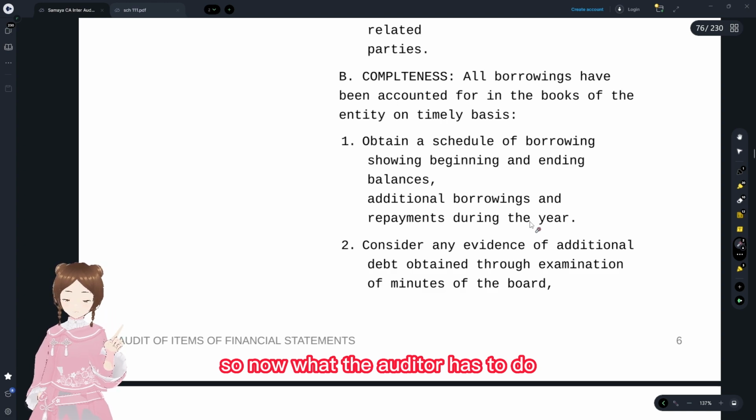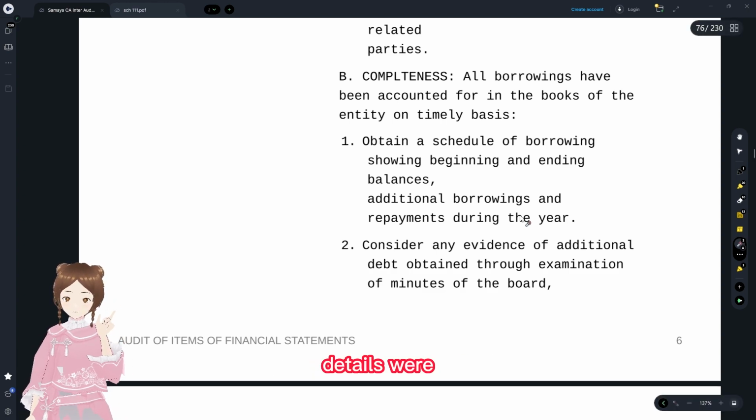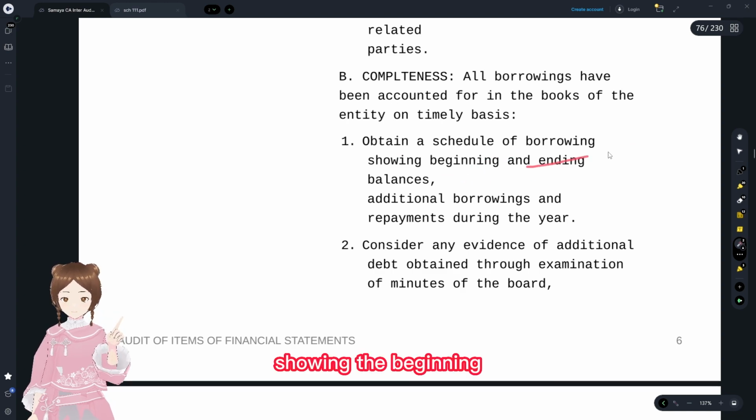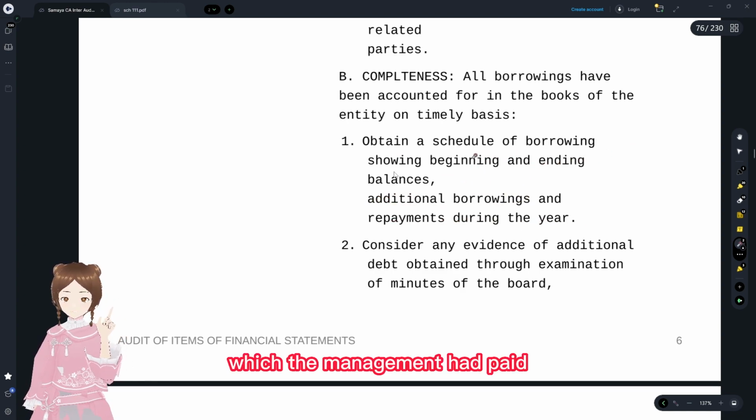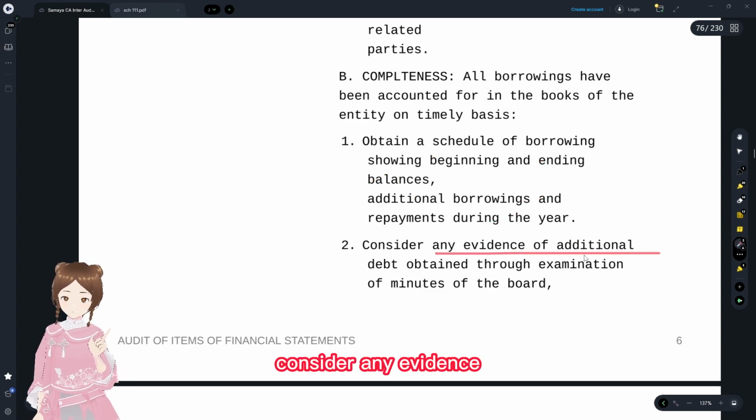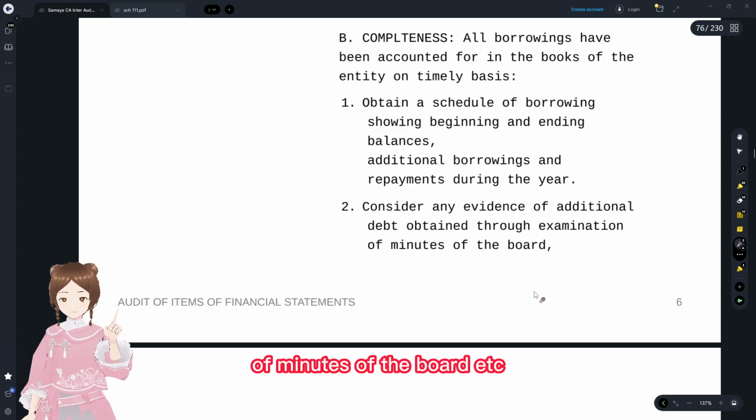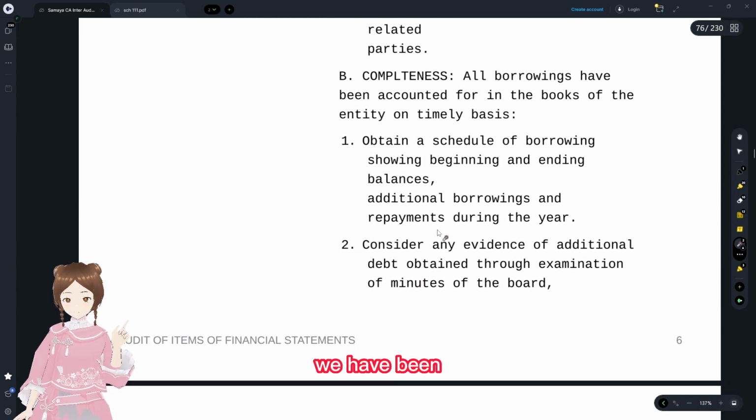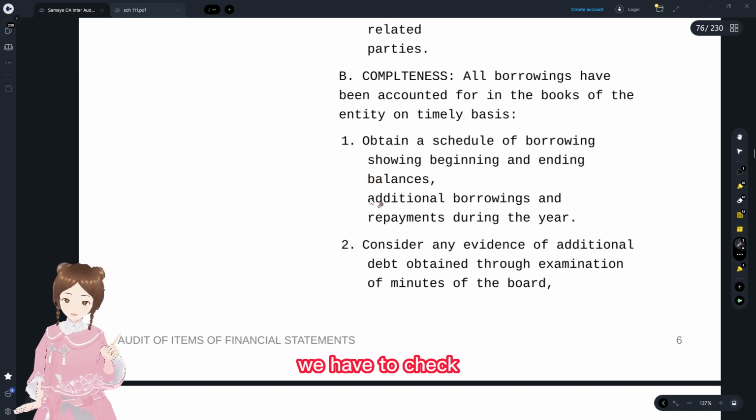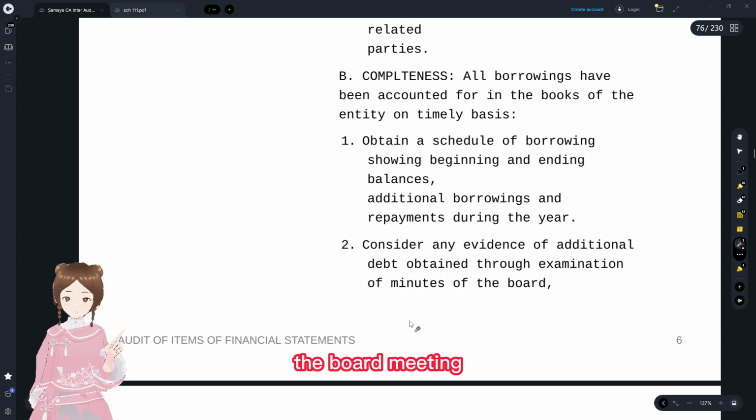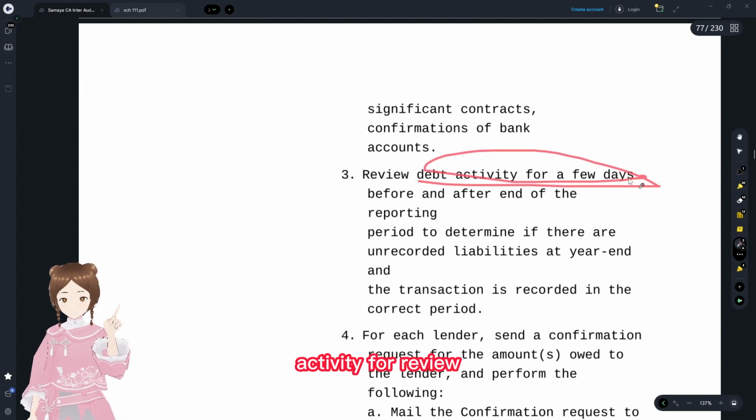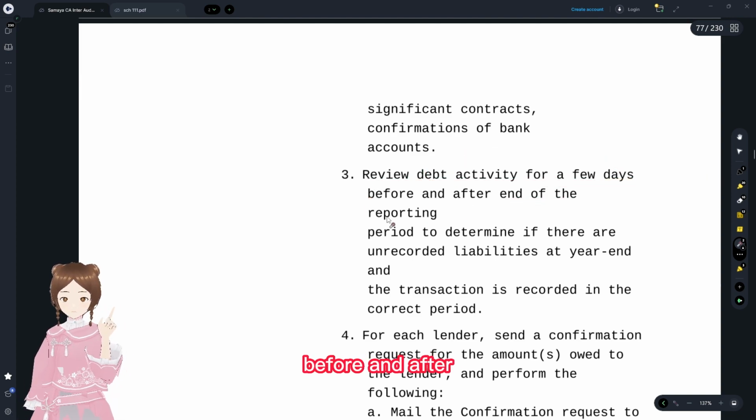So now what does the auditor have to do? The auditor has to check whether the details were right or wrong. First, the auditor has to obtain a schedule of borrowings showing the beginning and ending balances, and additional borrowings and repayments during the year which management had paid. Second, consider any evidence of additional debt obtained from examination of the minutes of the board, etc. Since this is also like inspection of minutes, for these additional borrowings we have to check the board meeting minutes in which the resolution was taken to enhance the additional borrowings, etc. And with regards to debt activity, review the debt activity for a few days before and after the reporting period.